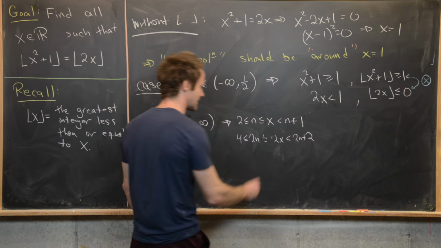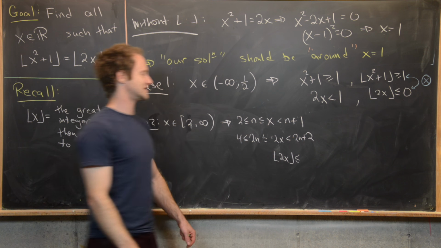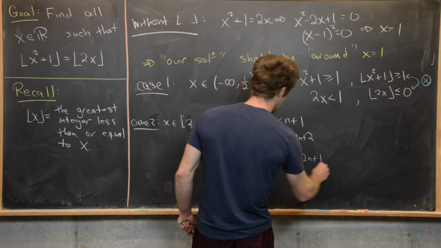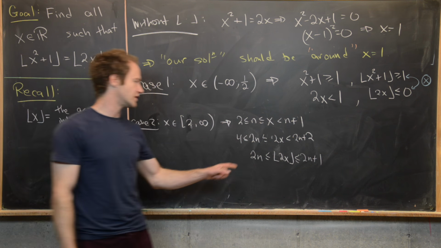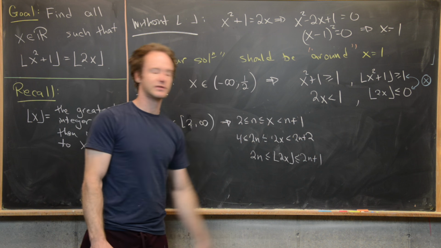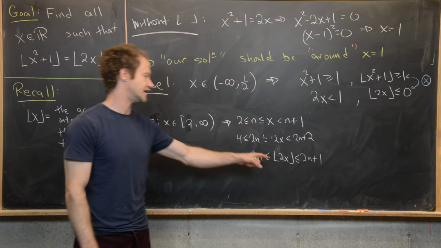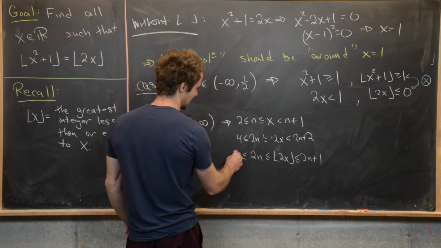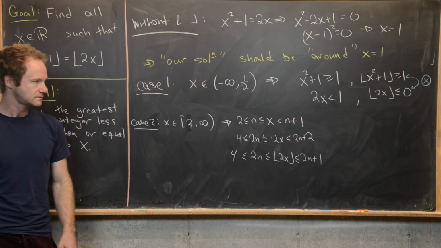But now if we take the floor of 2x, we can change this non-strict inequality to a strict inequality with 2n plus 1 here, and then we still have 2n over here. So notice, including 2n, between 2n and 2n plus 2, not including 2n plus 2, there are only 2 integers, 2n and 2n plus 1, so those are the values that this floor of 2x can take. And then over here, we still have this 4. Great.